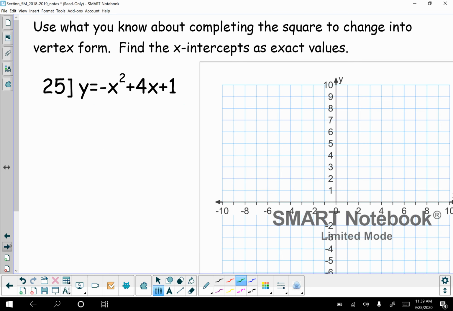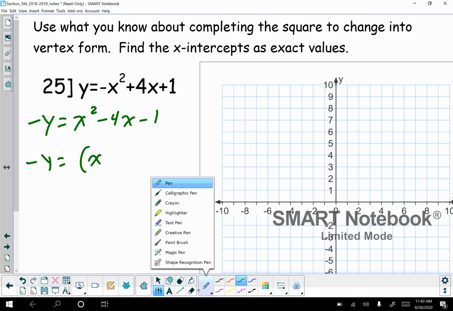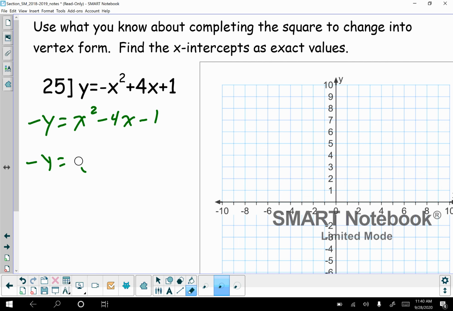Okay, so what do you know about completing squares? First thing I'm going to do, I'm going to move the negative over here. So I change all the signs. Good with that? All right, I'm not going to move the one over. I'm just going to leave a space. Notice I left a space.